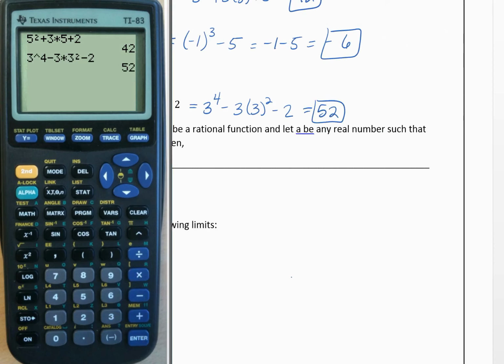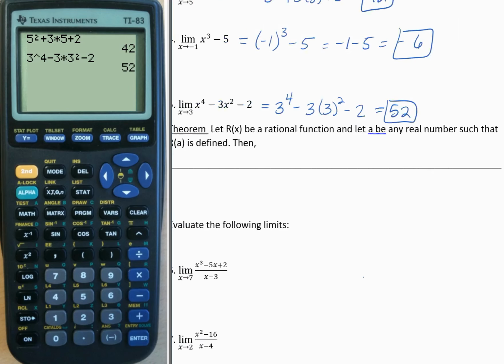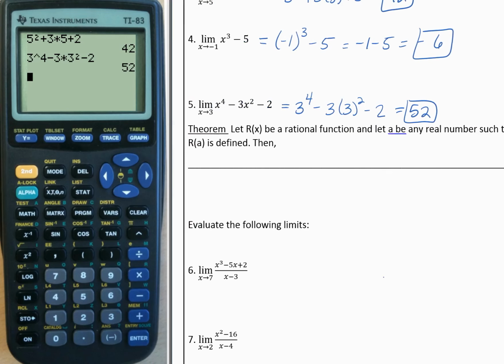Whenever you have a polynomial and you're trying to take a limit, it's a very easy process. You're really just evaluating the polynomial at that a value.